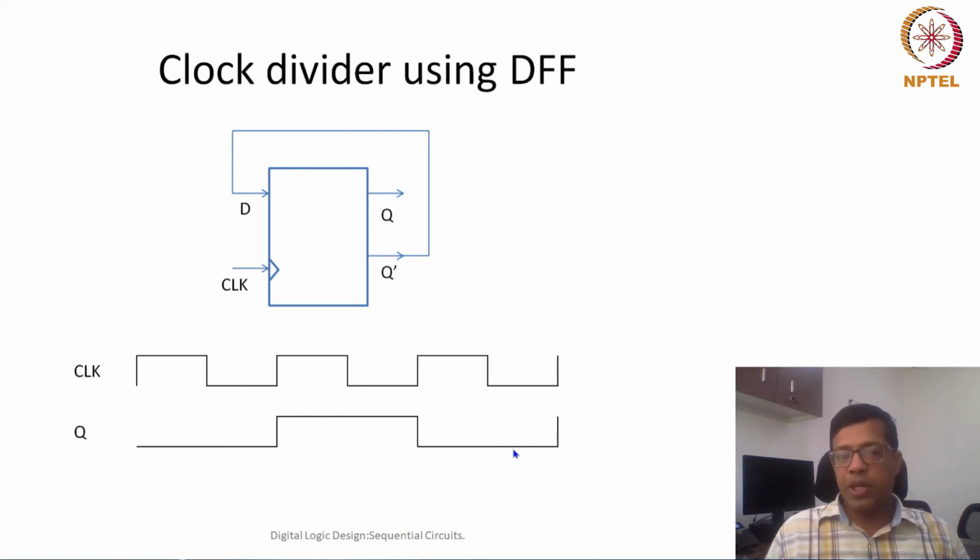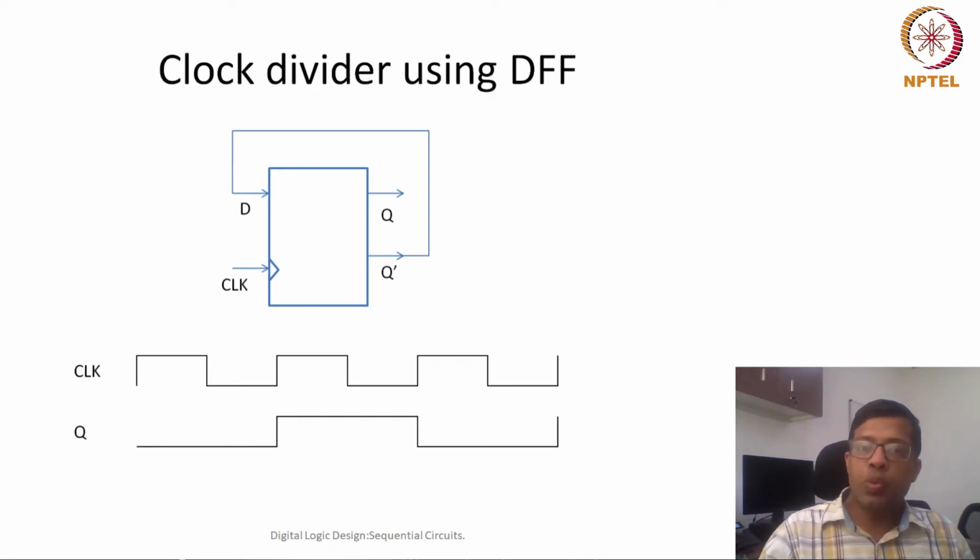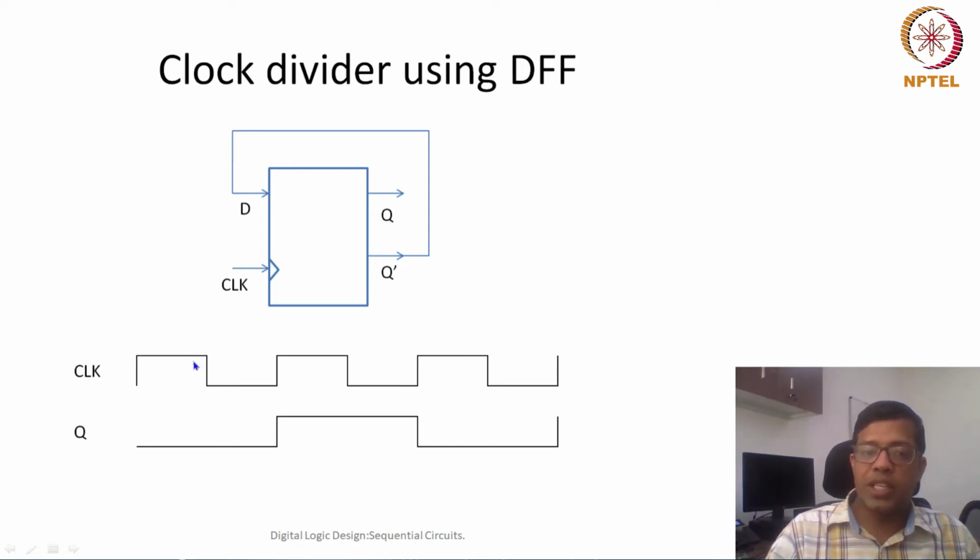Here we have seen it can be used to divide the frequency by 2. So whatever is the clock frequency, the output Q represents clock frequency f by 2, or the time period is double the previous time period. Duty cycle in this case is the same, 50%.